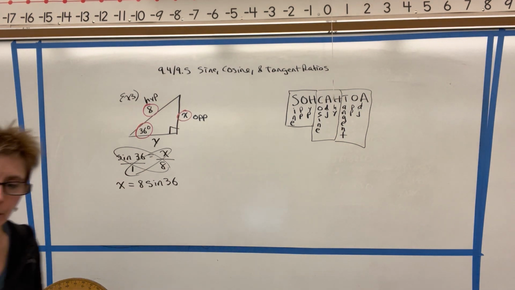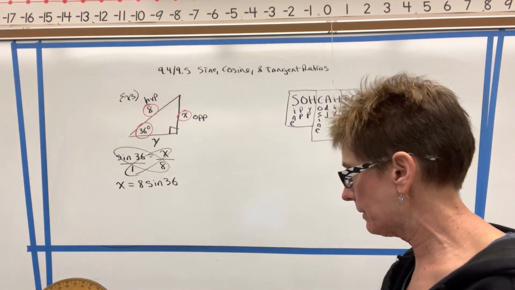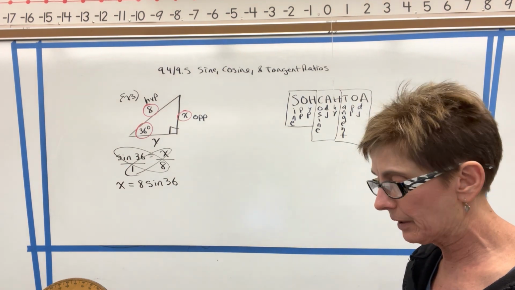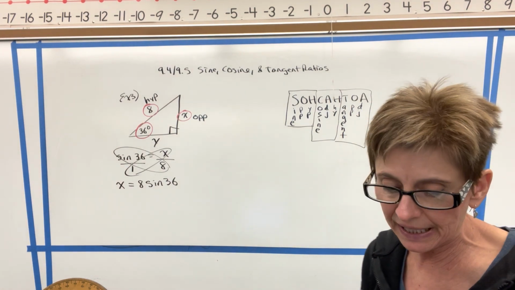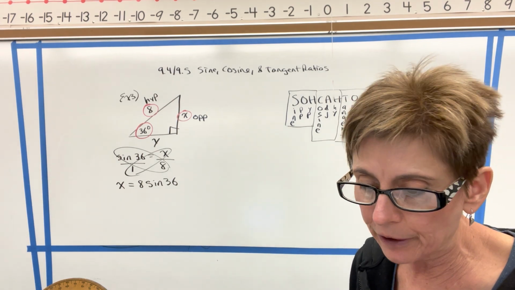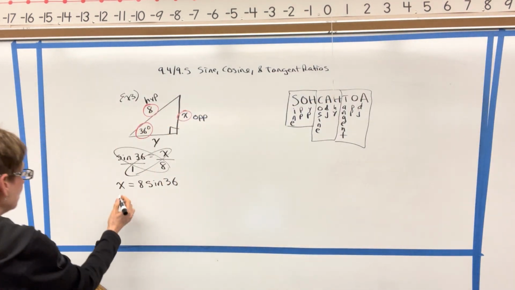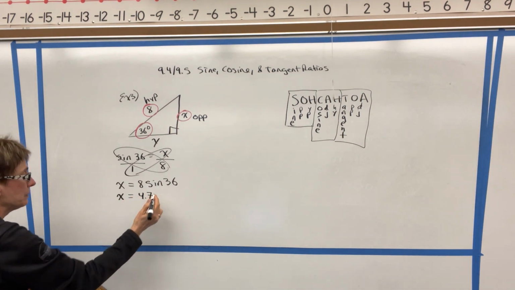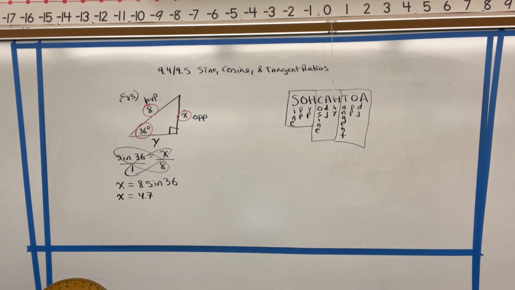Now, this may look complicated, but literally on your calculator, you type in sine of 36, just the way we did a minute ago, and then hit times 8. Depending on how far you're supposed to round, you might round differently, but if you're rounding to the 10th spot, X would just be 4.7.